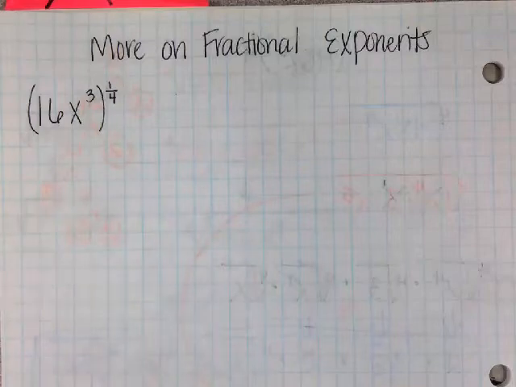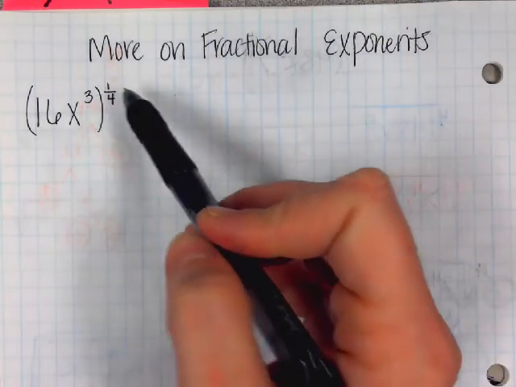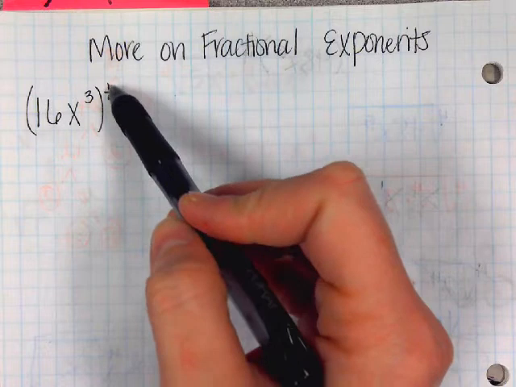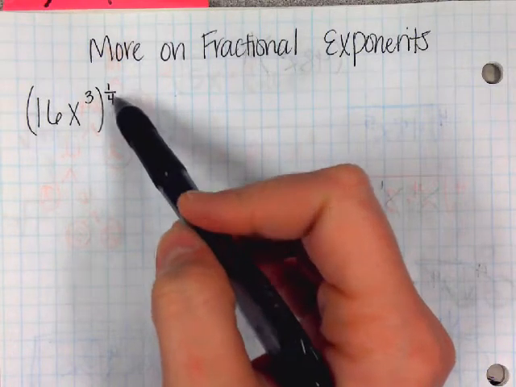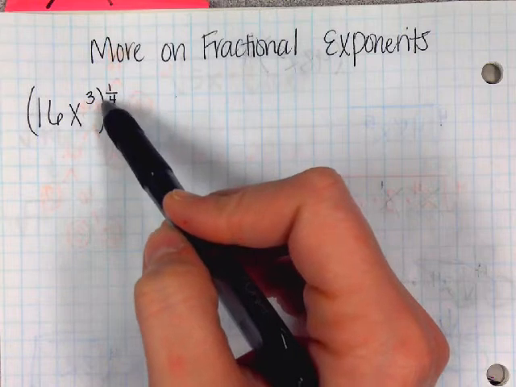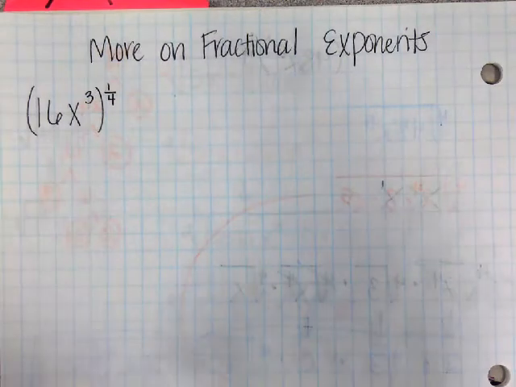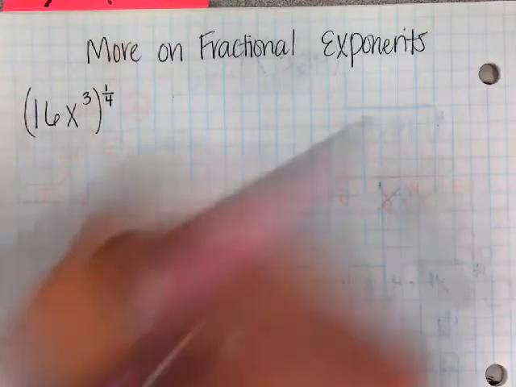So this is a continuation of fractional exponents. What I mean by fractional exponents is it's raised to the 1/4 power. When you have a power that is a fraction, remember the denominator always moves to the index of the radical. So I'm going to rewrite this.